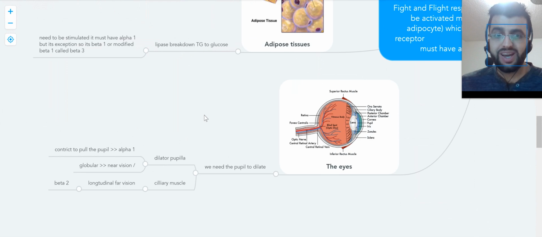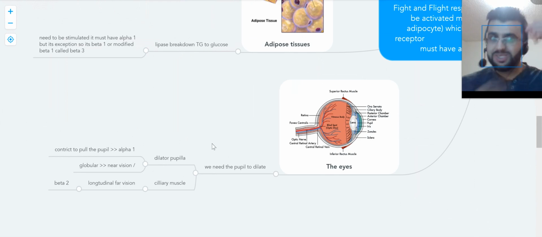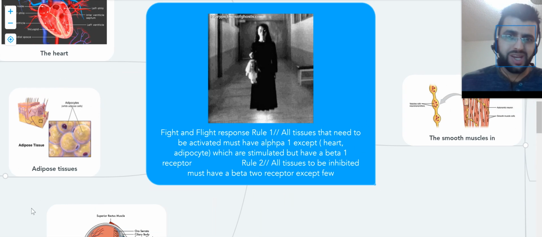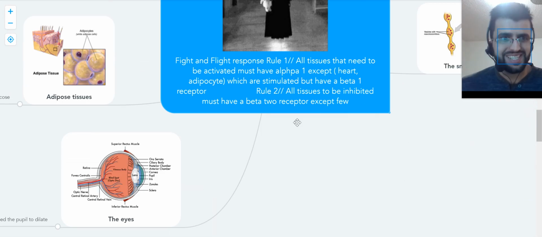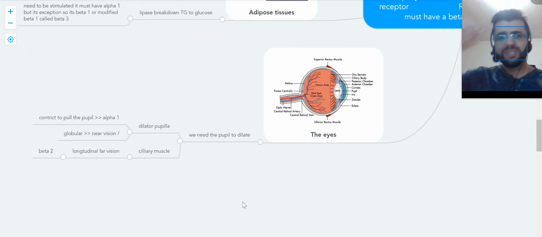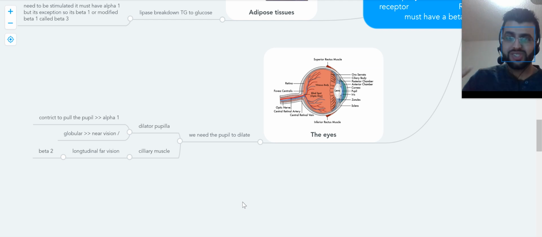Now, the eye is interesting too. We have the dilator pupillae and the ciliary muscle. Let's come to the dilator pupillae. It dilates the pupil so that I see more. I have a better vision. So when I have ghosts running after me, I need to see more and see better. So the dilator pupillae I need to constrict so that I see more. So constrict, what does that mean?